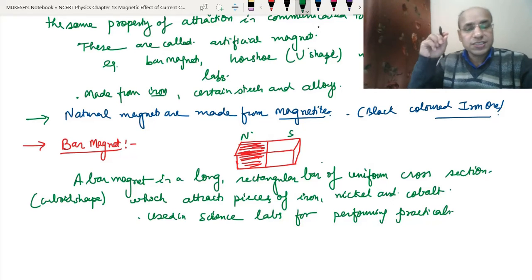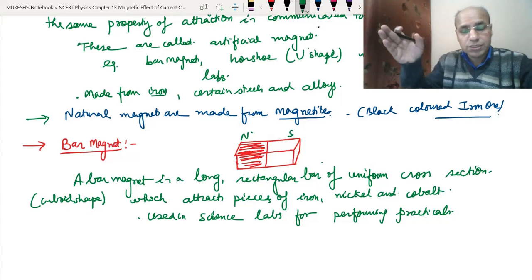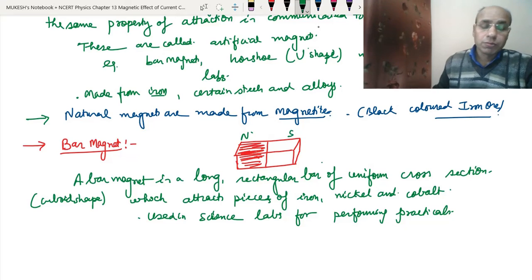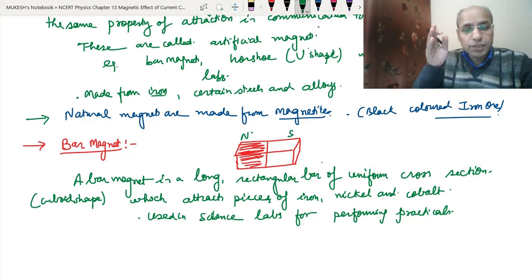So a bar magnet is just like a bar shape, or you can see a rectangular bar, or the cuboid shape. Okay, where one pole is the north pole and the other pole is the south pole. The north pole is generally painted red and the other pole is generally painted either white or blue, and that is the south pole. Okay.